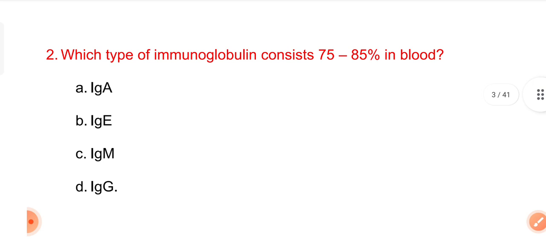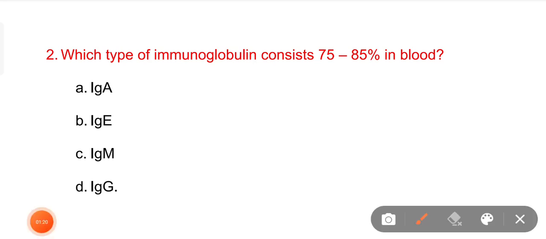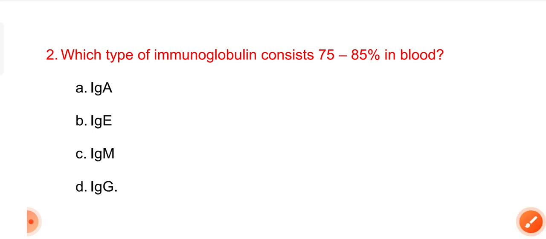The next question is: which type of immunoglobulin consists 75 to 85% in the blood? The options are option A IgA, option B IgE, option C IgM, option D IgG. The right option is option D. So option D is the IgG. IgG immunoglobulin we can see 75 to 85% in our blood.